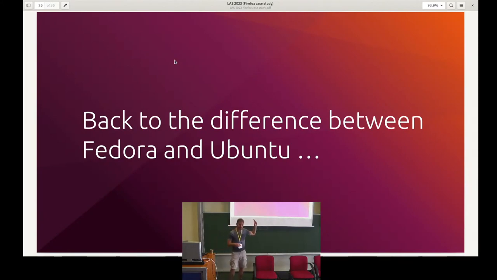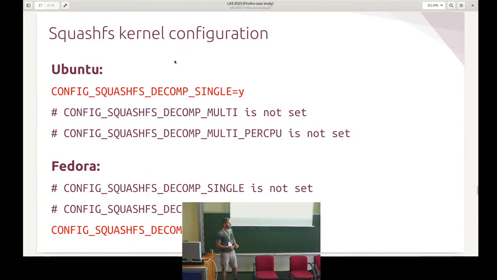Now, back to the provocative question, Fedora and Ubuntu. Why is there the difference? Who mentioned Squashfs earlier? Chocolate your way. So there was a difference between how Squashfs is implemented in the kernel in Fedora and Ubuntu. As it turns out, and there's a reason for it, Ubuntu had a single-threaded decompression. Fedora, multi-threaded. Let's change it.